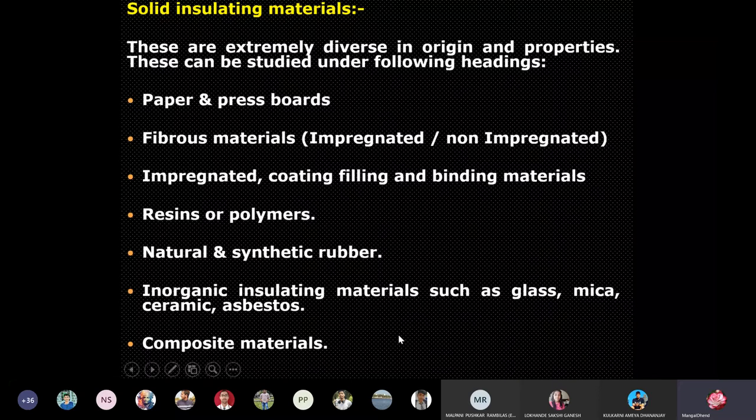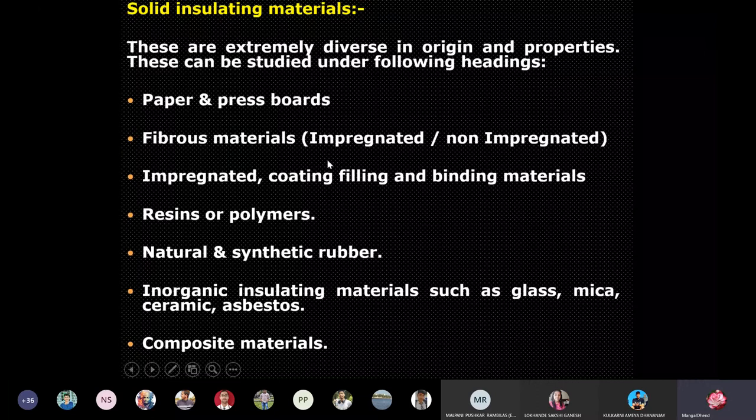Okay, so now if we consider solid insulating material, there are different materials we are going to study. I told you the syllabus also. When you consider solid insulating material, we can consider paper and pasteboard one at a time, or we can compare between paper and pasteboard. Then fibrous materials. In fibrous material, impregnated and non-impregnated.